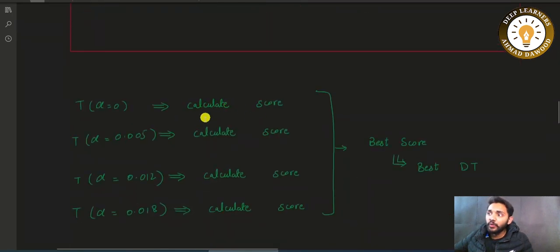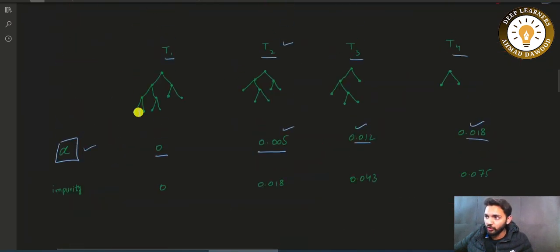Then you will calculate the score on the testing data points by using these trees that you have created with respect to your finite range of alpha values, or with respect to the alpha values you have gotten from your process of post pruning.